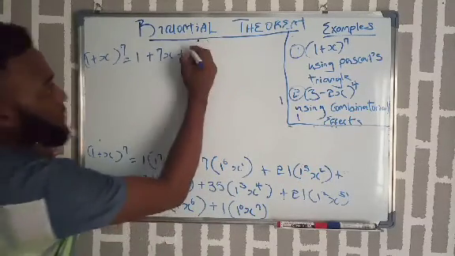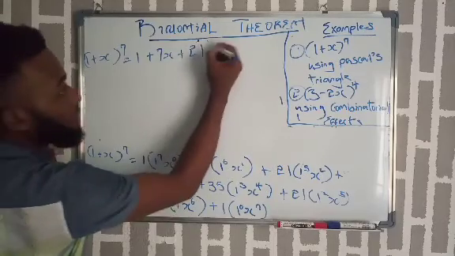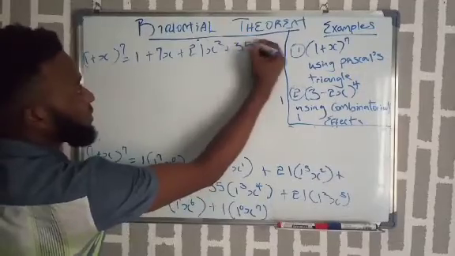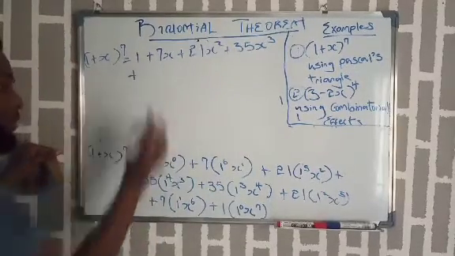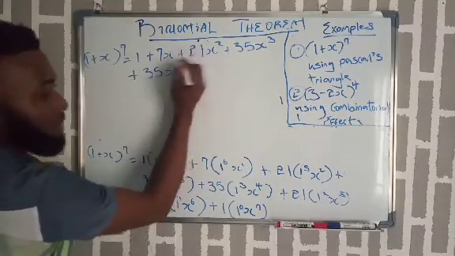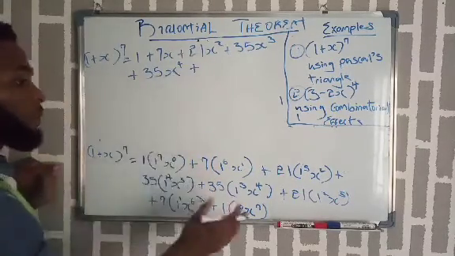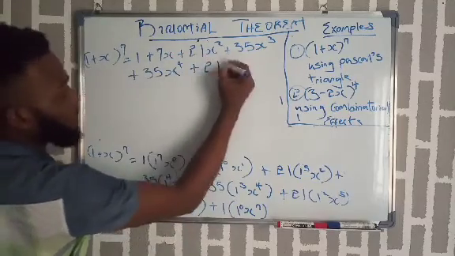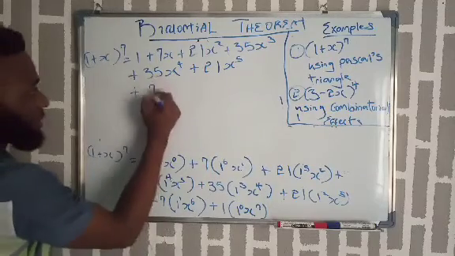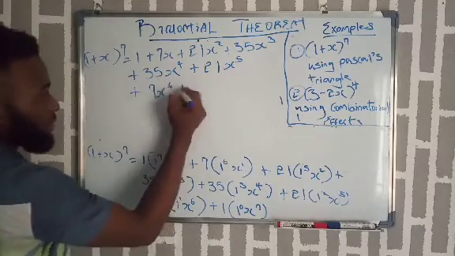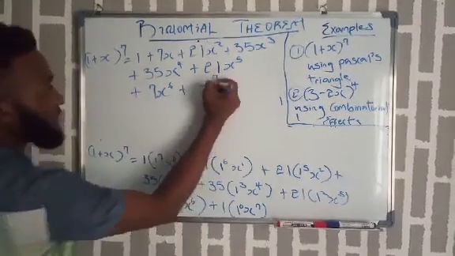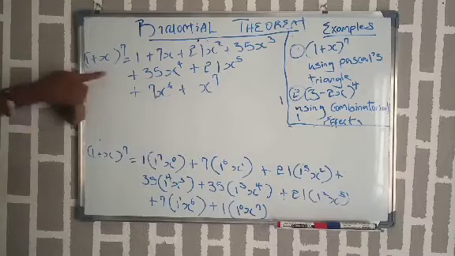Plus 21x squared, then plus 35x cubed, plus 35x raised to the power 4, plus 21x raised to the power 5, plus 7x to the power 6, plus 1 raised to the power 0 is 1, then x raised to the power 7. This is the expansion of that.